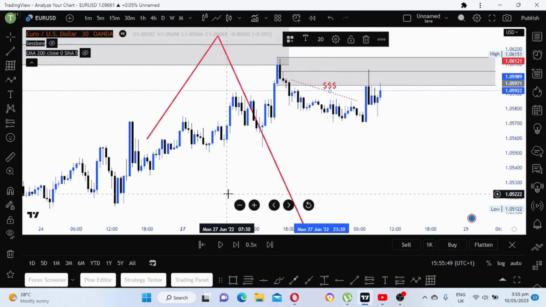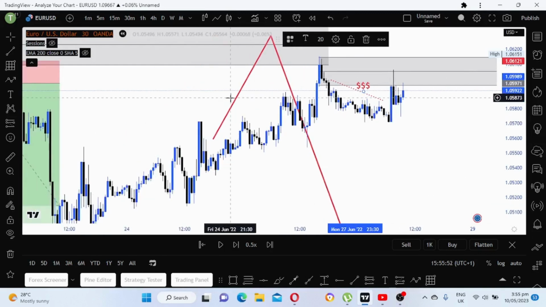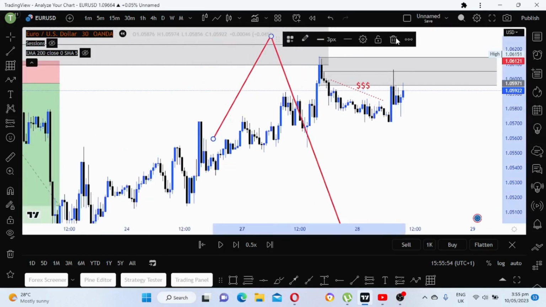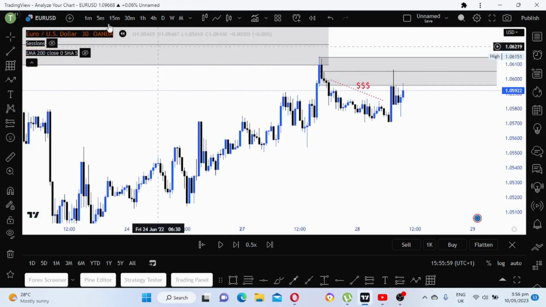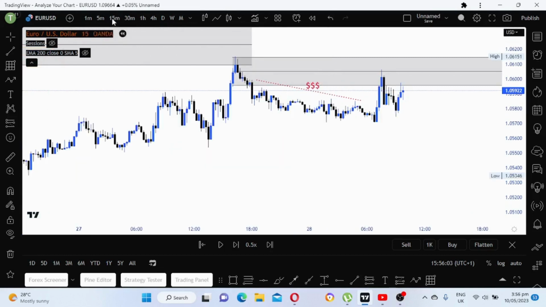So let me go to the next time frame again. Let me just delete this one out. So let's go to the 15 minutes. My entries will be on 15 minutes, guys. So now, looking here, as you can see, this is our zone on 15 minutes. Visible zone.